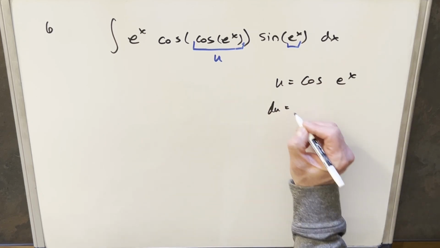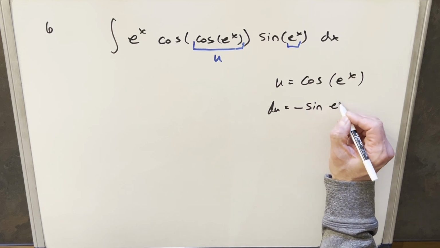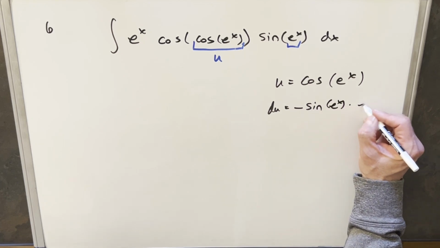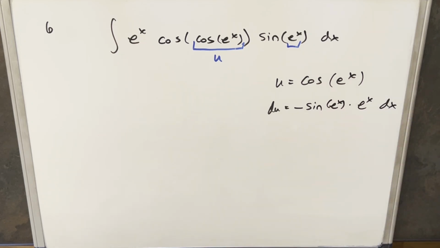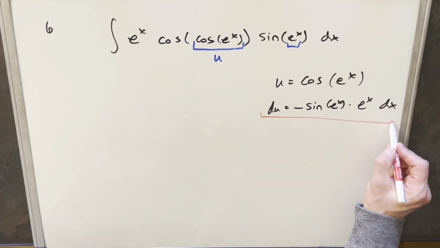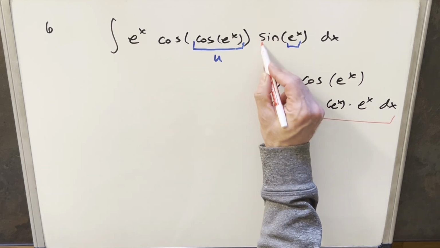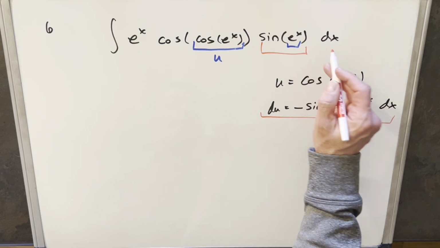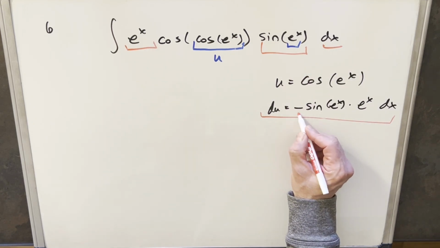I'll take a derivative. Derivative of this is going to be minus sine e to the x times another e to the x, doing the chain rule, and then dx. Then let's just notice that for our du, we pretty much have all the pieces here. We have the sine e to the x here. We have our dx, of course, we have e to the x. Just this minus sign we need.